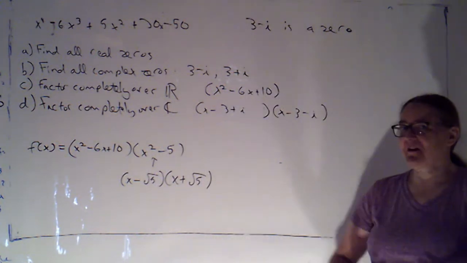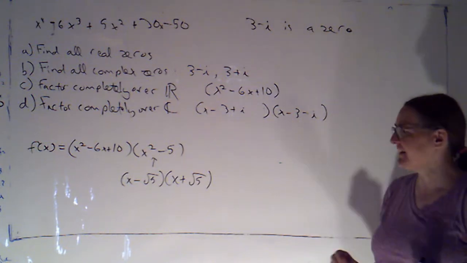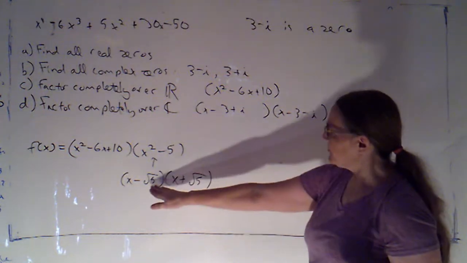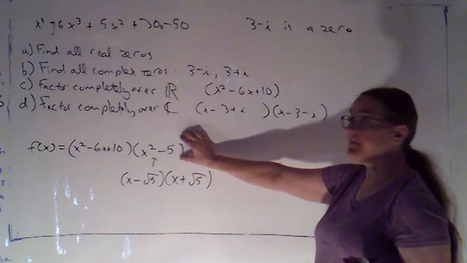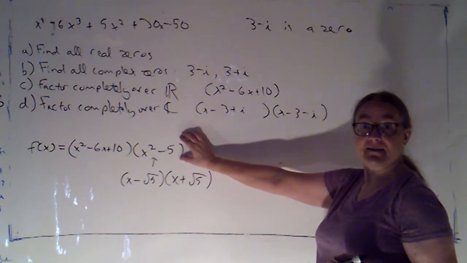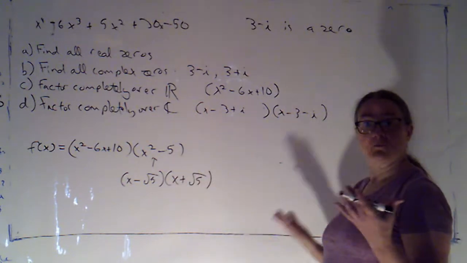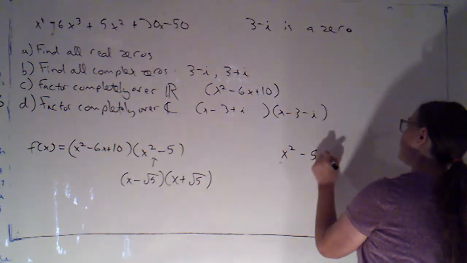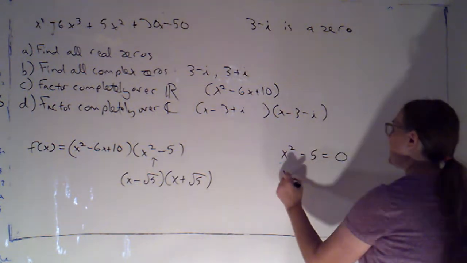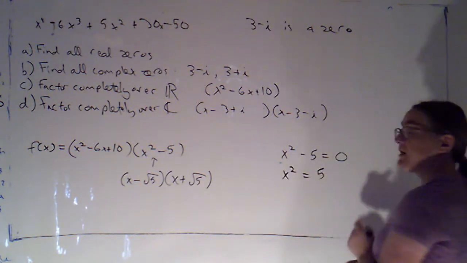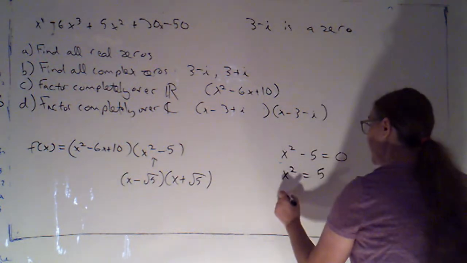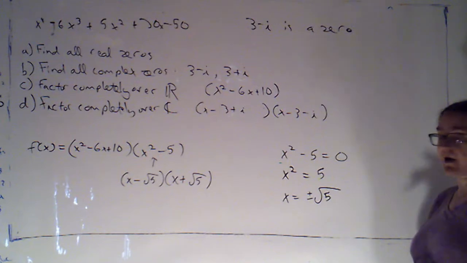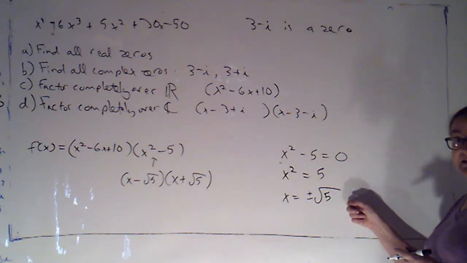Now, usually when I'm factoring, I just work over the integers, but here I can see that root 5 and negative root 5 are going to be zeros of this. If you see that right off the bat, great. If not, we'd be looking for the zeros. What makes x squared minus 5 equal to 0? Well, that would mean x squared would equal 5. X would be plus or minus the square root of 5. Do remember that there are two answers here.